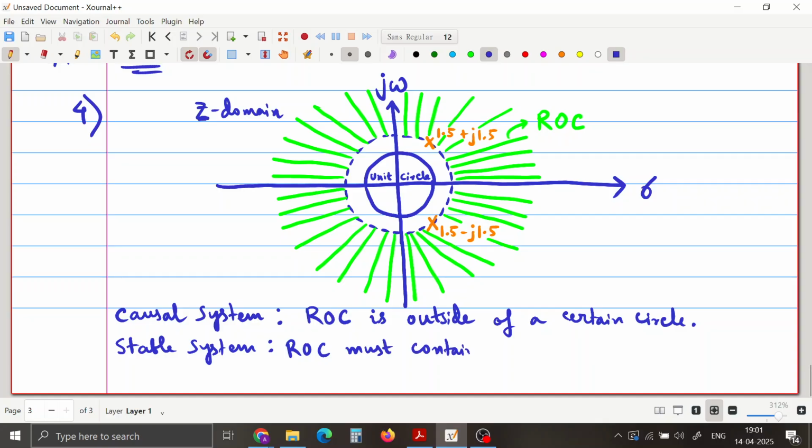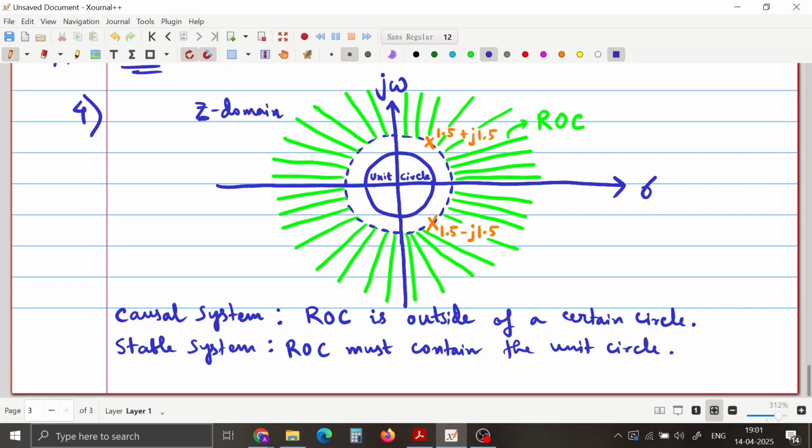The ROC must contain the unit circle. And all this discussion is happening in the Z domain, because we are discussing the Z transform, so these are all applicable in the Z plane, not in the S plane or anything.